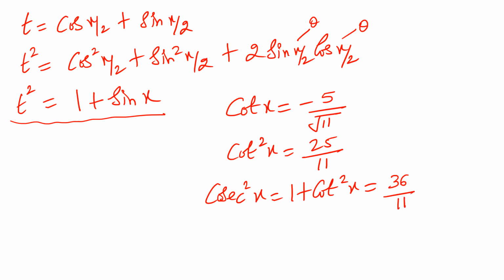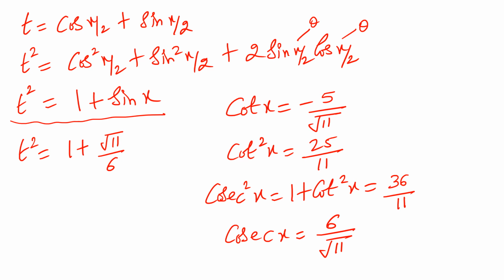Now cosecant x can have two values. Either it can be 6 upon square root of 11 or it can be minus 6 upon square root of 11. Now since the value of x lies in the second quadrant, it is lying between pi by 2 to pi. So that means cosecant x will be positive, because in the second quadrant both sin x and cosecant x, they are positive. So that means from here we get cosecant x as 6 upon square root of 11. Now students, we know that sin x is nothing but the reciprocal of cosecant x. So that means the value of sin x will be square root of 11 divided by 6.